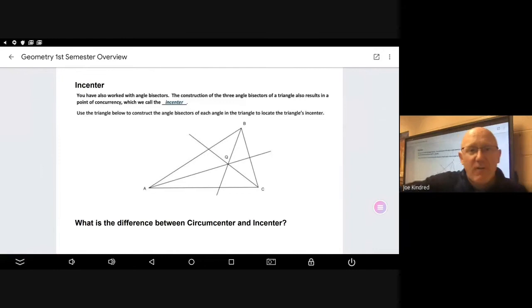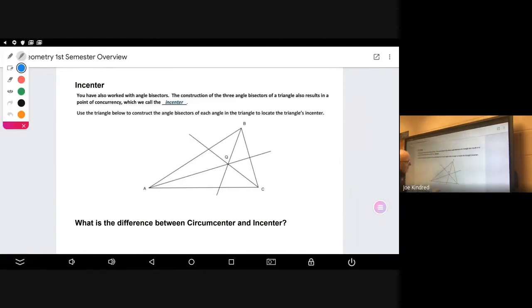Well, the construction of three angle bisectors of a triangle also results in a point of concurrency, and we call that the incenter. So, slightly different, we're actually taking the three bisectors of these angles, and at their point of intersection, right here, we call that the incenter. And so the circumcenter is found by finding the three perpendicular bisectors, and the incenter is found by finding the three angle bisectors. And the point at which they all intersect, that's the difference between those two. So I'll let you pause the video and write the difference between circumcenter and incenter in the space available.